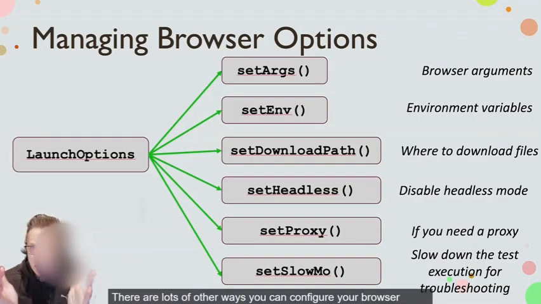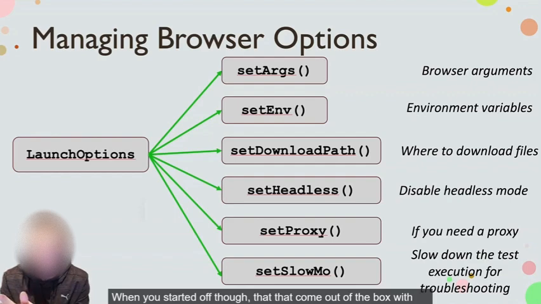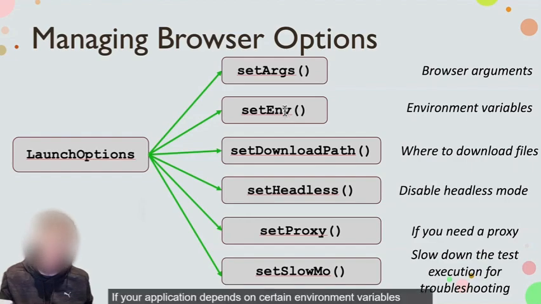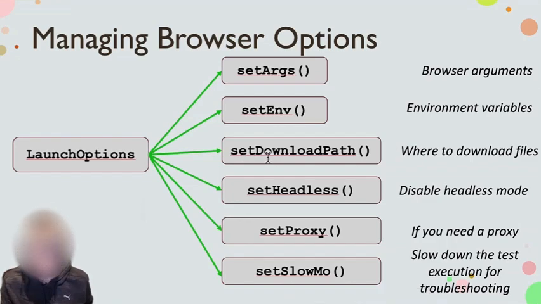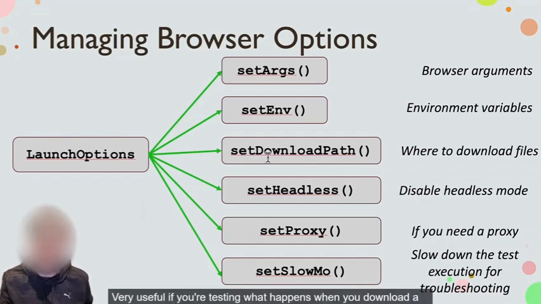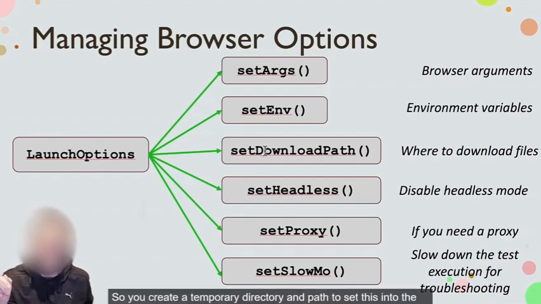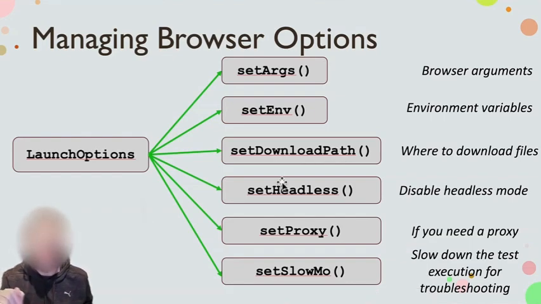There are lots of other ways you can configure your browser instance when you start it off, though, that come out of the box with the launch options, and you don't need to pass in arguments for them. You can do things like set the environment variables if your application depends on certain environment variables being set. You can set the download path, very useful if you're testing what happens when you download a file. Do you download the right file? So you create a temporary directory and pass this into setDownloadsPath so you can check what gets downloaded there.